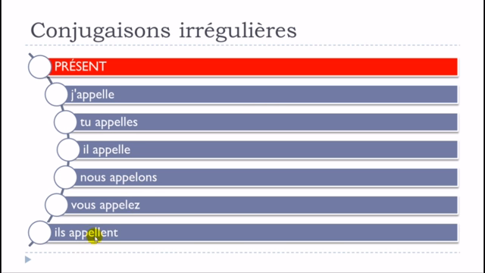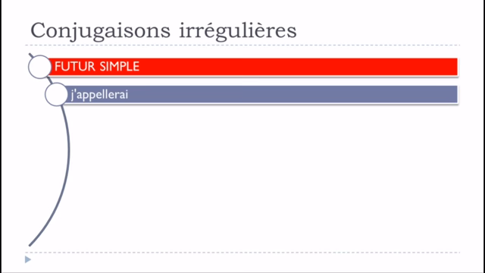And back to this opened e, okay? So double L, so appelle, all right? So j'appelle, tu appelles, il appelle, nous appelons, vous appelez, ils appellent, okay? So keep in mind that je, tu, il, and then ils are concerned, and that you've got to double the L. Let's see now for le futur simple.